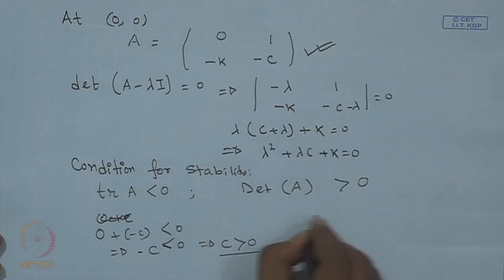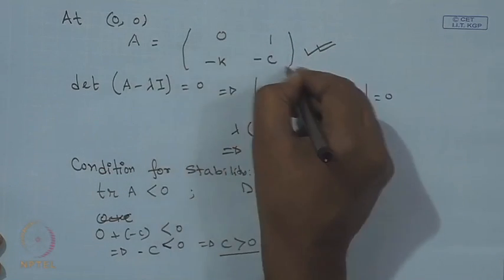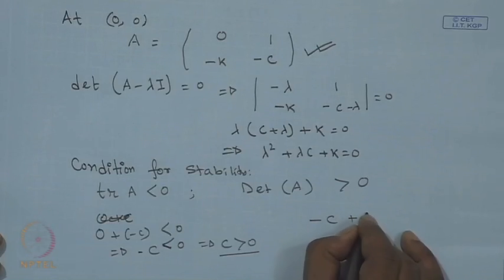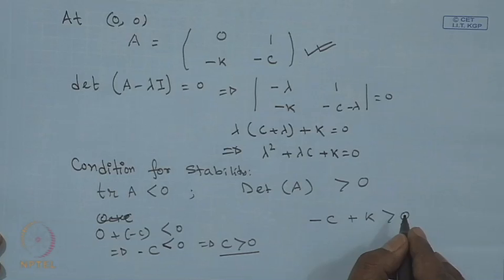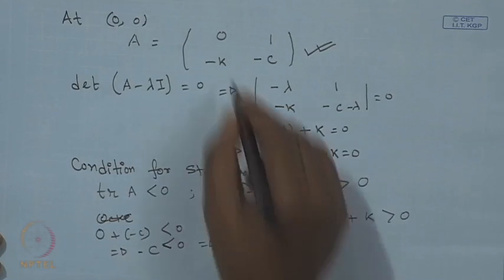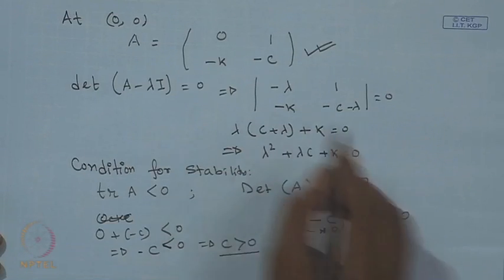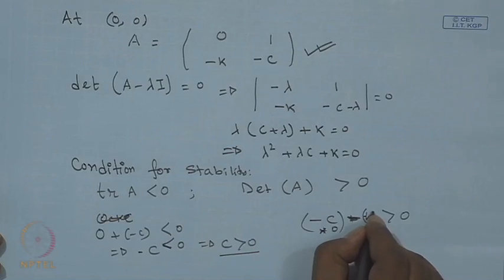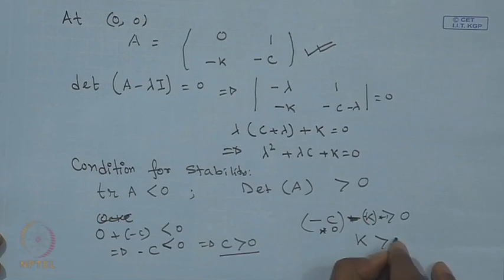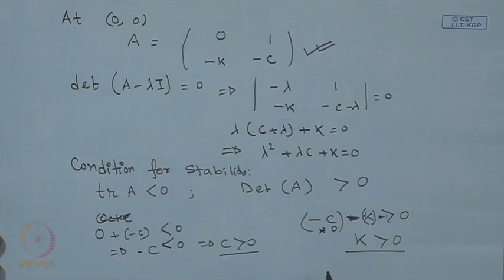And what is the determinant of this? It will be this times this, minus this multiplied by this. So, 0 times minus c minus (minus k multiplied by 1), which is plus k, should be greater than 0. So, k greater than 0, and c greater than 0, because the trace of A should be less than 0, so minus c is less than 0. So, c greater than 0 and k greater than 0 will lead to the steady state (0, 0) being a stable steady state.